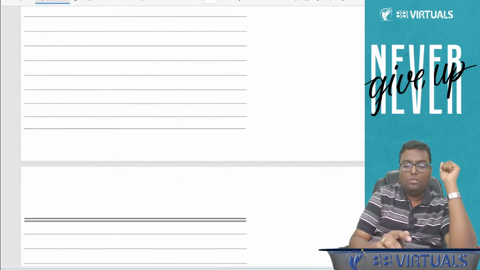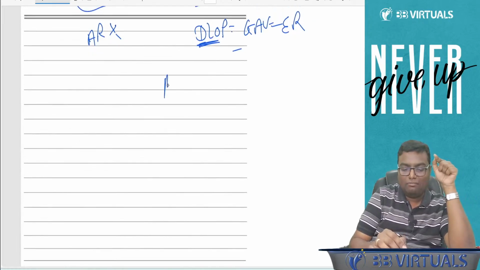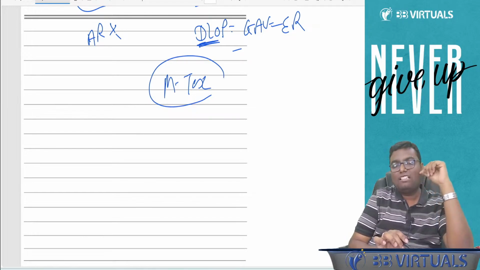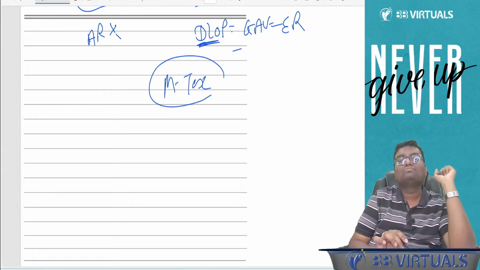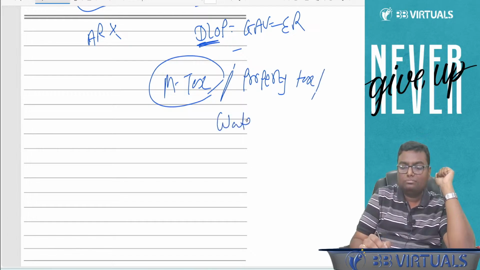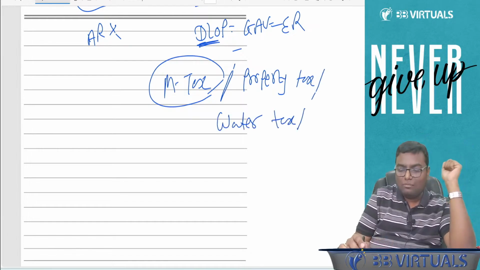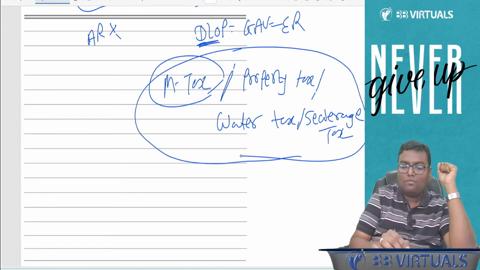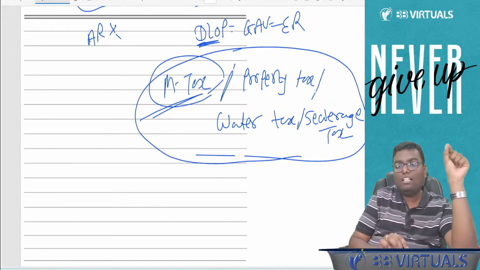Now, let me tell you, municipal tax is not only one tax, it is a huge word. Municipal tax means any kind of tax which is levied by the state government for your property or peripherals. So municipal tax includes first of all the municipal tax, second, property tax also, third, water tax. Then any kind of drainage system tax, sewage tax, etc. That is also included within this. And all this combinedly is called municipal tax.